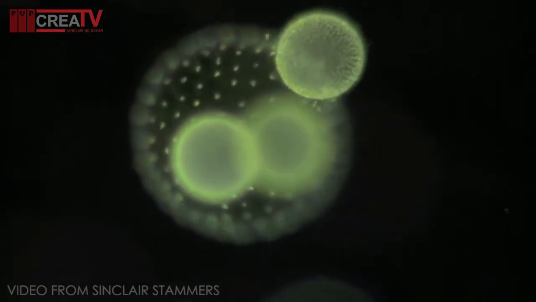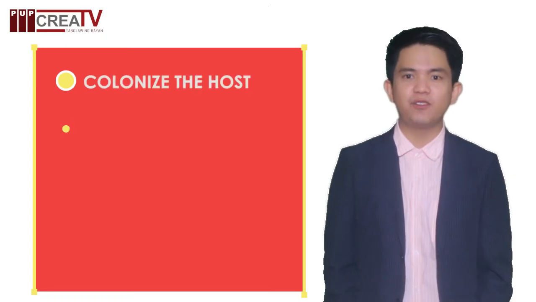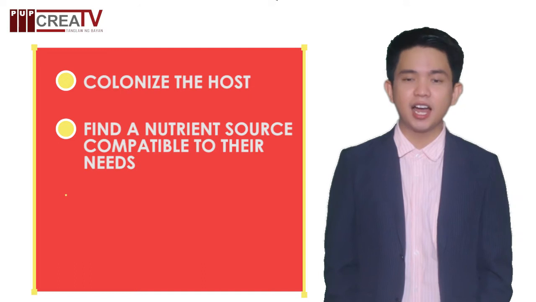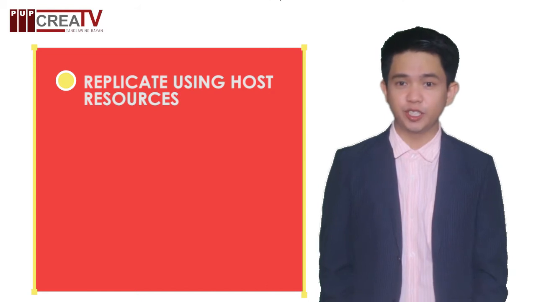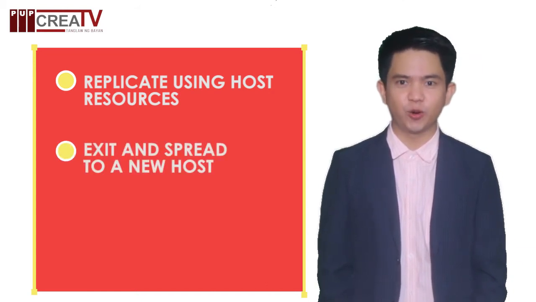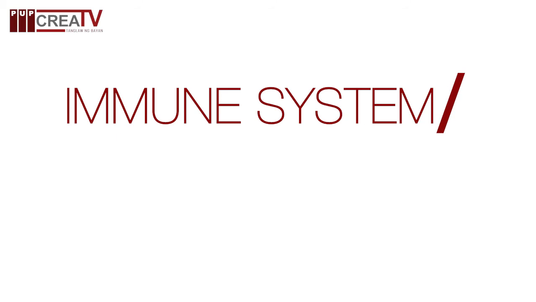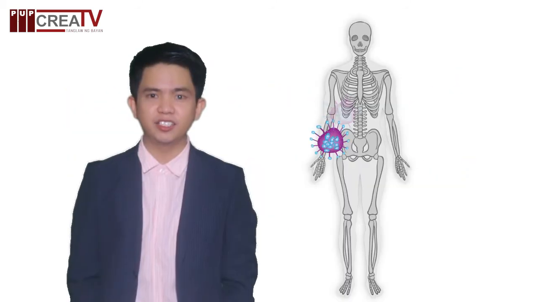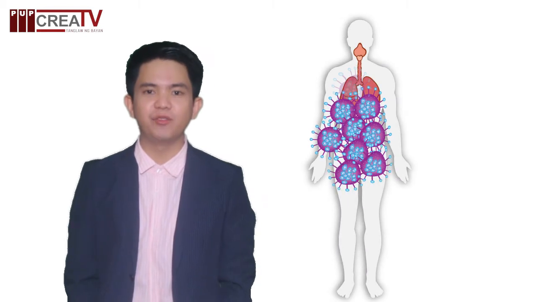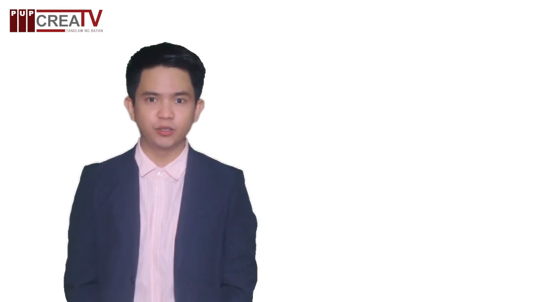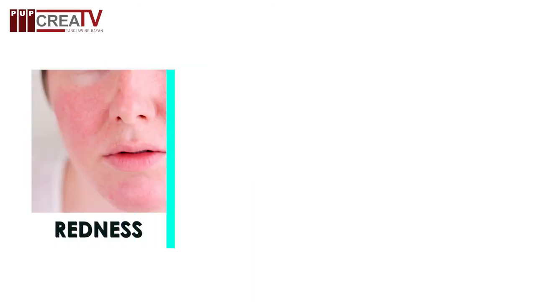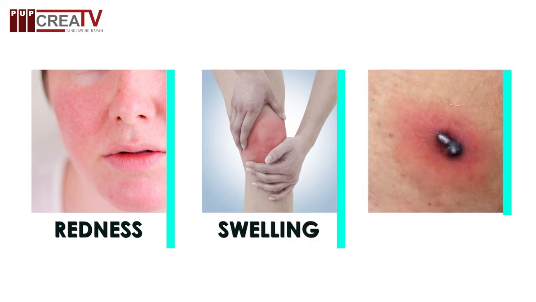In order to survive and multiply in the body, a successful pathogen must be able to colonize the host, find a nutrient source compatible to their needs, avoid the host's innate and adaptive immune responses, replicate using host resources, and exit and spread to a new host. When our immune system, our body's natural defenses, weaken, pathogens start colonizing and multiplying, invading our body and prompting infectious diseases. Changes in affected body part would include redness, swelling, pus formation, fever, and pain.